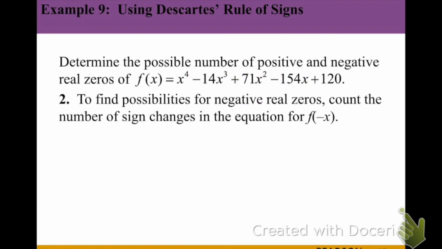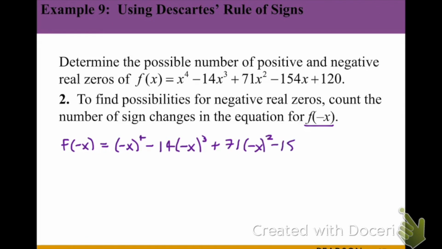For the negative then, what we need to do first is find f of negative x. So we're going to just plug in negative x for all the x's here. And then we're going to evaluate. Notice the negative x to the 4th, since it's an even power, is going to make that positive. But if we have that negative x cubed there, that's going to be a negative x cubed, but then we have that negative out in front of that 14, so it's like another negative times that negative x cubed, making it a positive.